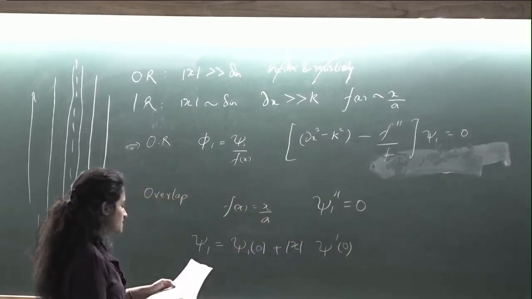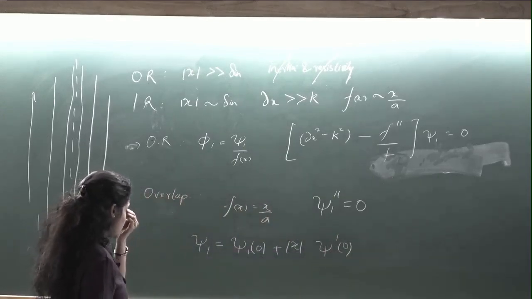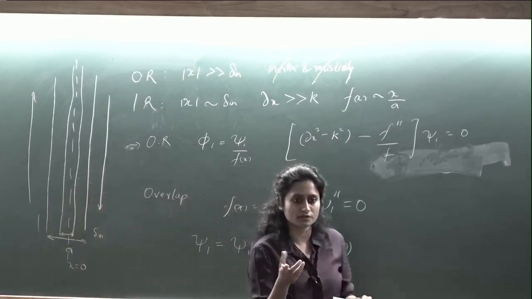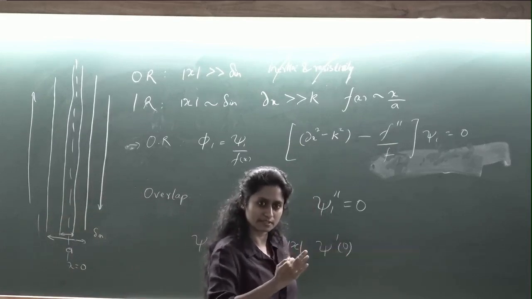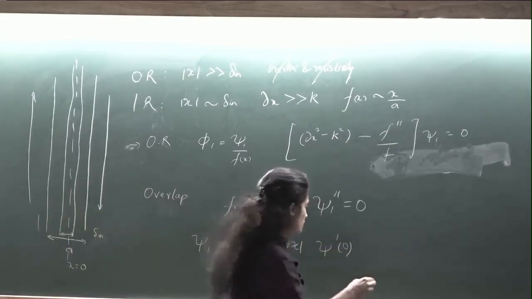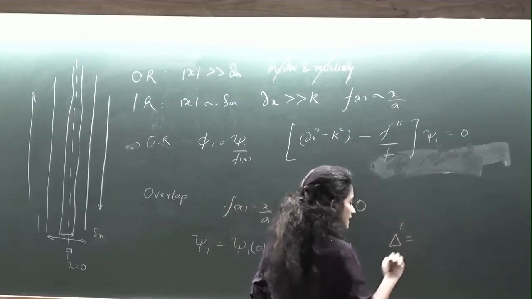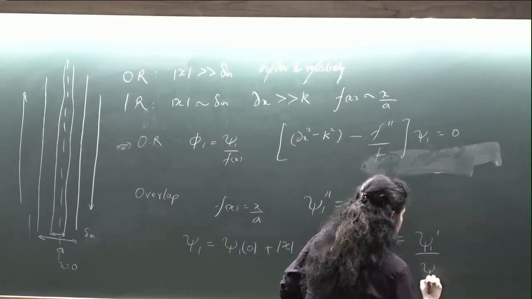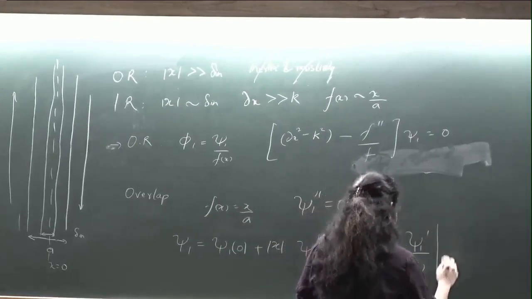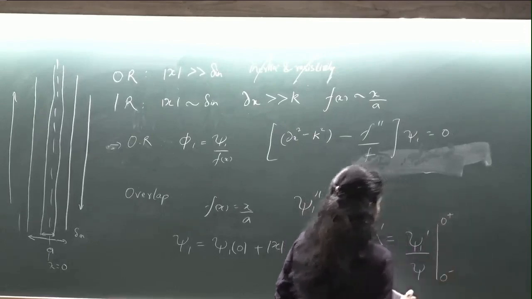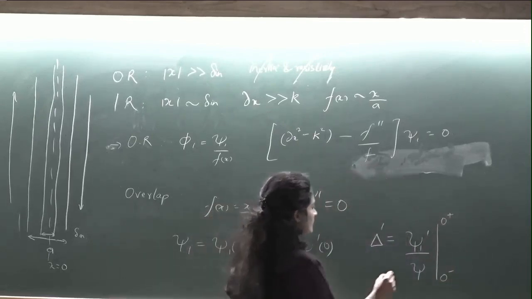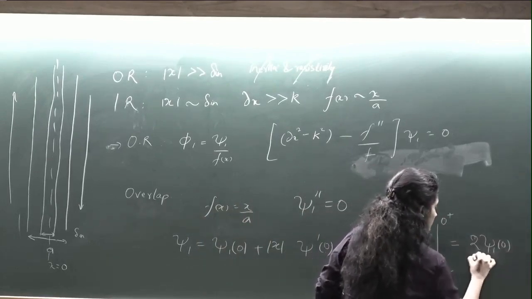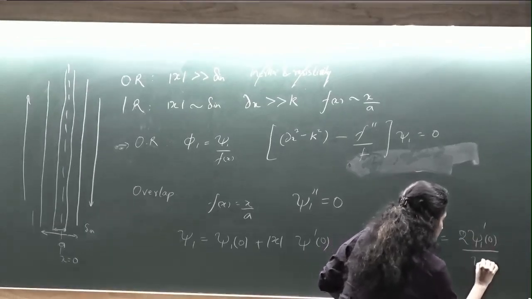At this point, it is useful to define what is known as the instability parameter. The instability parameter is a measure of the discontinuity in the initial equilibrium field. That is known as delta prime and is defined by psi1 prime by psi1 at 0 minus to 0 plus. And from this I am going to get 2 psi1 dash at 0 by psi1 at 0.